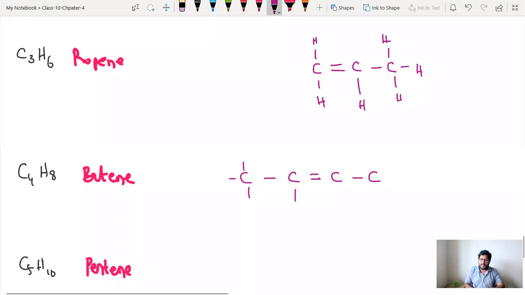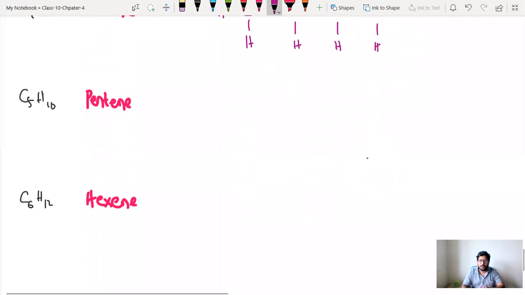For the third carbon, 2 are already represented here, 1 represented here, only 1 is left, 4. Now if you see the third carbon, 4 lines are there around it. Next, the fourth carbon: 1 bond, 2, 3, 4. Now represent hydrogens: 1, 2, 3, 4, 5, 6, 7, 8. Yes, 4 carbons, 8 hydrogens, at least one double bond. It is butene.